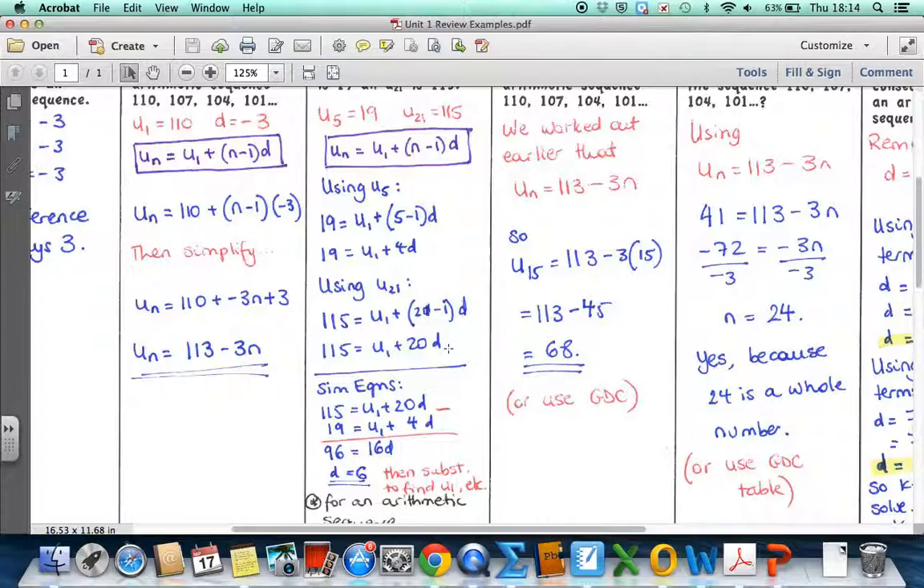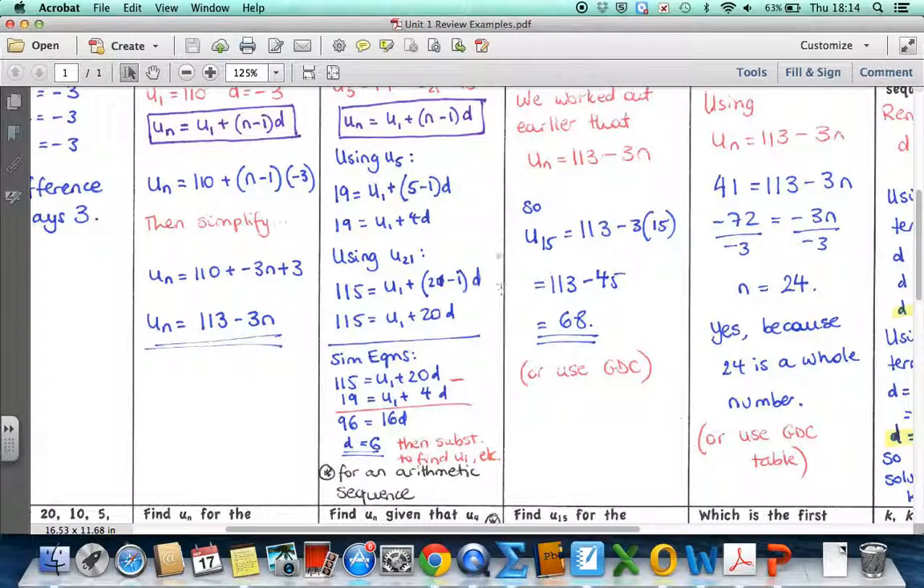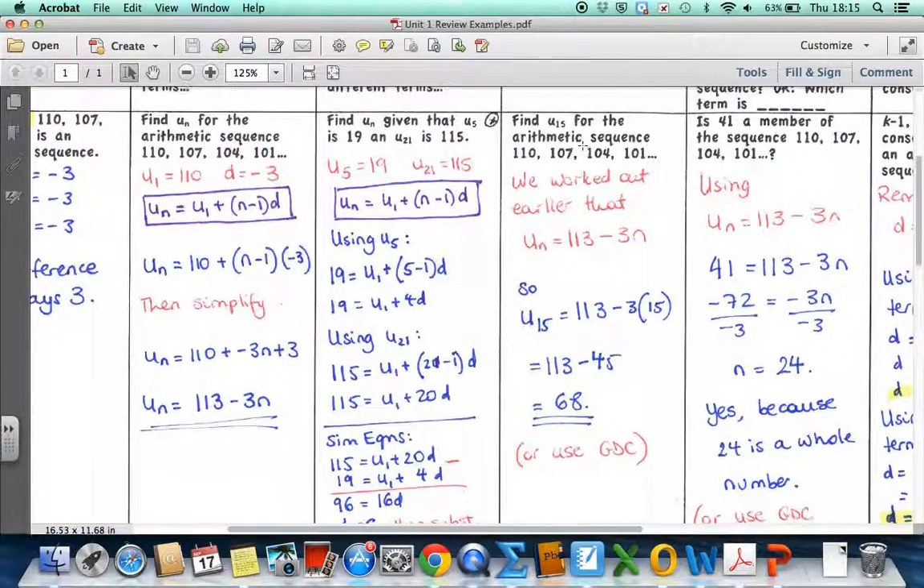This is now a simultaneous equation, and we can solve it by subtracting one from the other. The u's cancel out, and we're left with d equals 6. Now, I ran out of space there, but then you would substitute that 6 back into one of the equations, probably the easiest one, this one. Replace the d with a 6, use that to find u1. Once you have u1 and d, you can build the equation. Okay, next one.